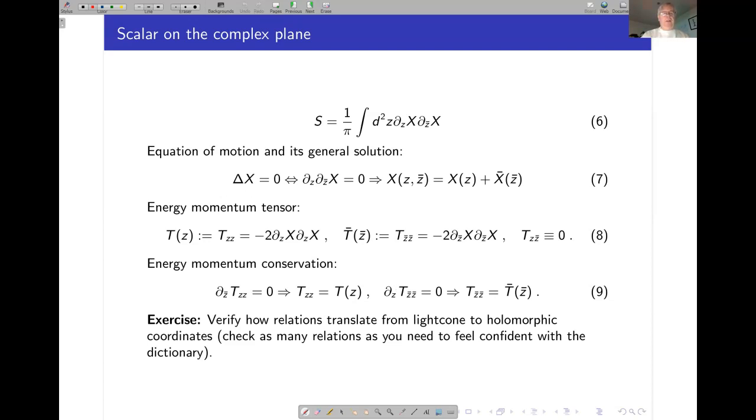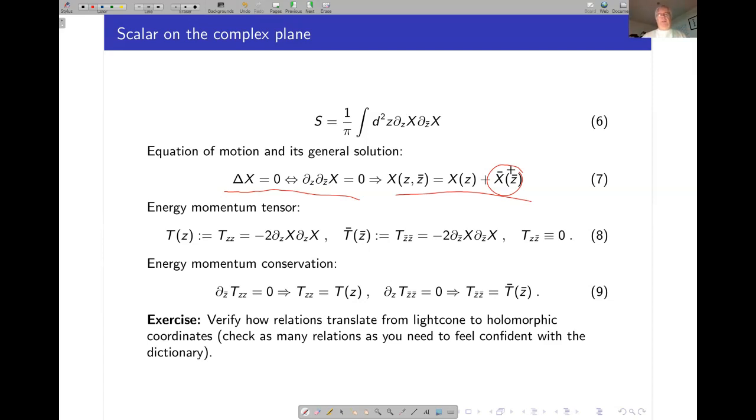The equation of motion is now the harmonic equation, which can be solved by one independent function of z and an independent function of z bar. Being only a function of z is understood, or this notation is meant to be understood, that the function is holomorphic. And with regard to the second function, we have two possible interpretations.